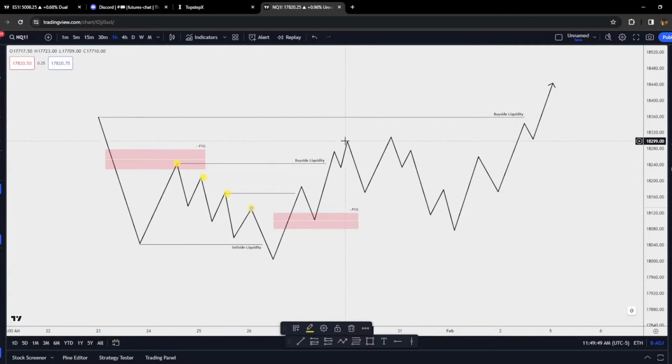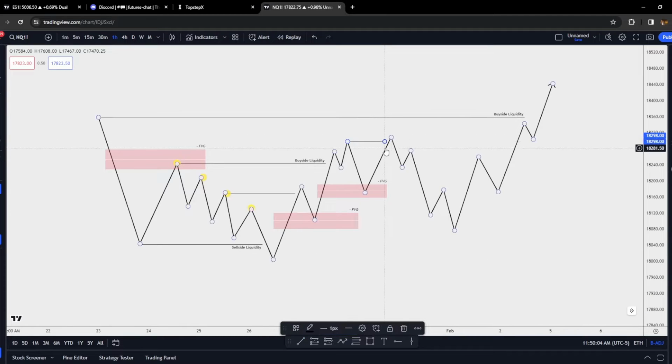So we make a new high here, displace lower, but remember, we need to be focused on the internal liquidity, which are the fair value gaps. So if we have a fair value gap resting here, we want to be looking for setups on the lower time frame to what?